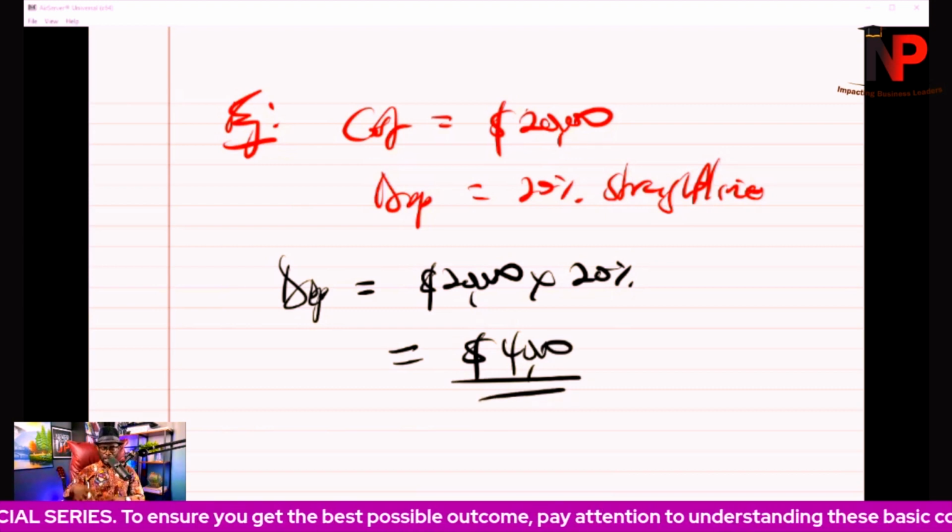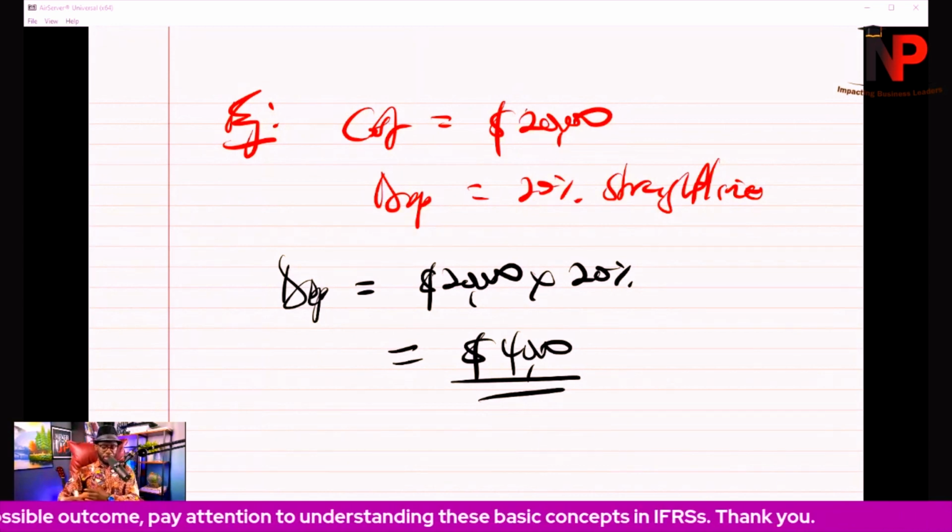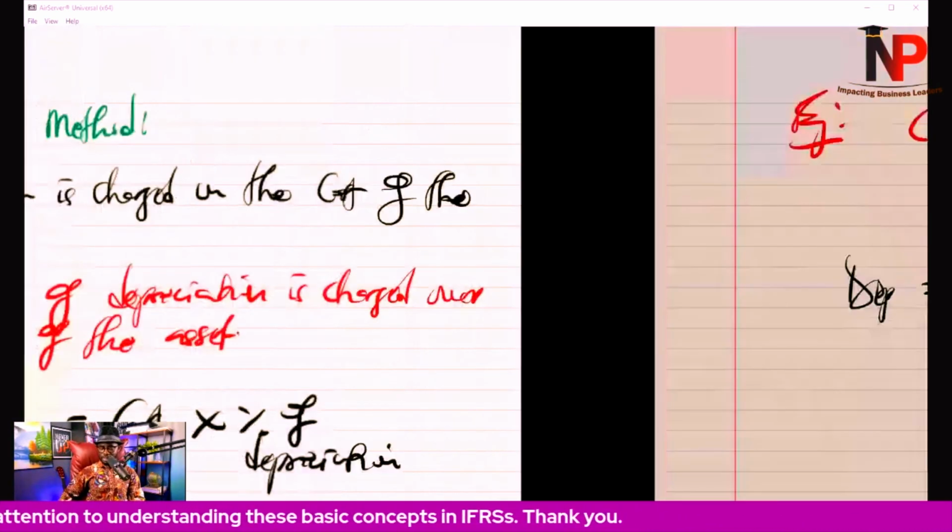I hope you are getting it. So sometimes we can be given a percentage, but the examiner will say on a straight line basis, and you apply it on the cost of the asset.